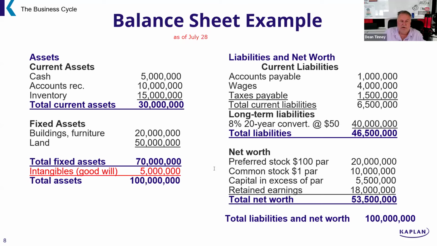And as you can see here, this company has $5 million in cash, $10 million in accounts receivable, 15 million in inventory, so 30 million in current assets. It has 20 million in buildings and furniture, 50 million in land, so fixed assets of 70 million.